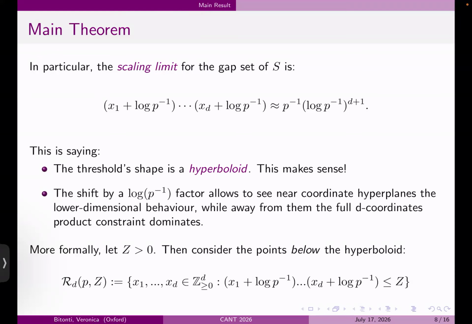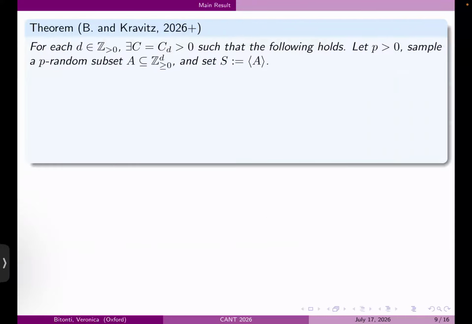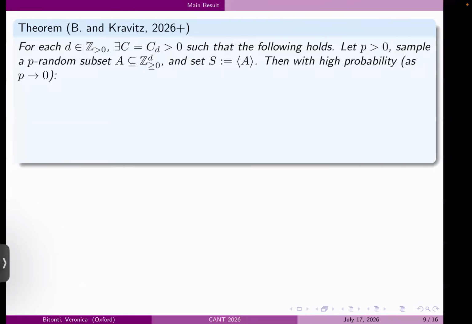So we are taking our hyperboloid, and then looking at all the region that is below it. By putting z to be this value, p inverse log p inverse to the power d plus 1, this is exactly describing all the points that lie below our hyperboloid. And so what our main theorem is saying is that, if we consider any dimension d, then we can find a positive constant, depending on the dimension, for which the following holds. If we sample, as we have said before, a p-random subset A, and we look at the corresponding random numerical semigroup, then with high probability as p tends to 0, we have the following cases.